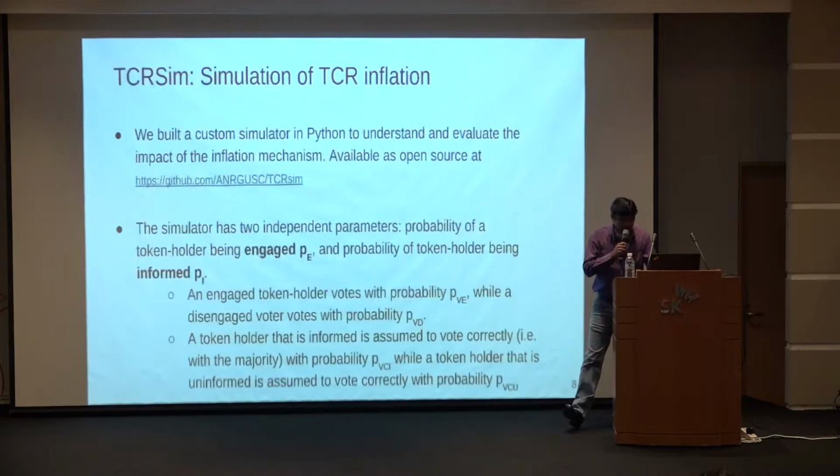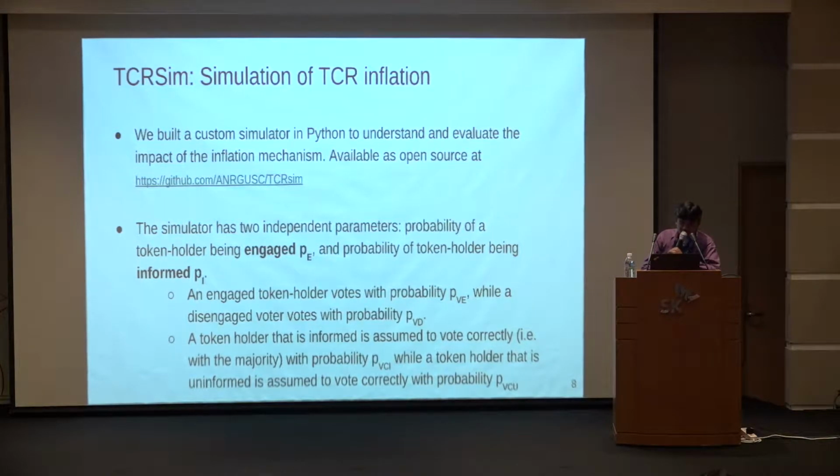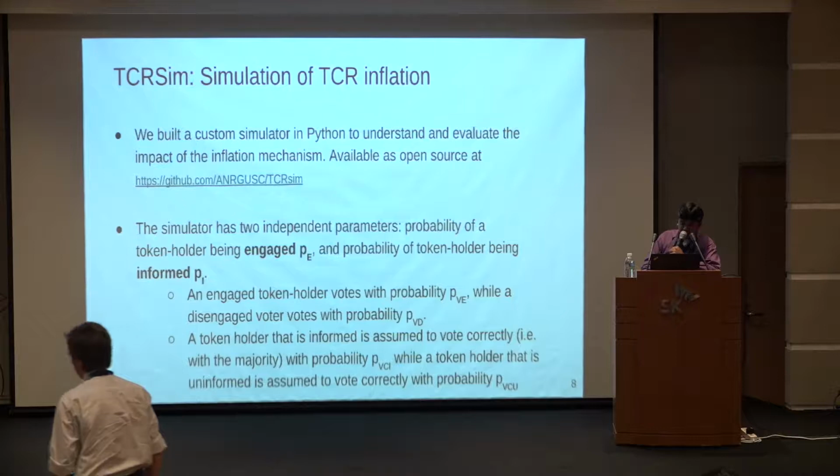The way we evaluated our inflationary mechanism approach is through a simulator that we built for this project called TCR Sim, which one can download and use. You can find the entry here. The simulation consists of two key parameters. One is the probability of a token holder being engaged with the TCR list, and the other is a token holder being informed, which in this context refers to their expertise in a given list. If it is a list of universities, the token holders have some information about that university, so they are better informed to make the right decision on that particular entry.